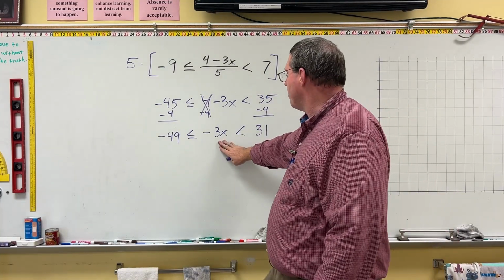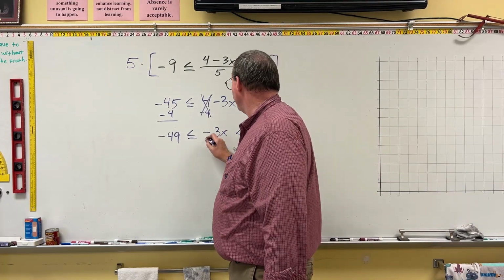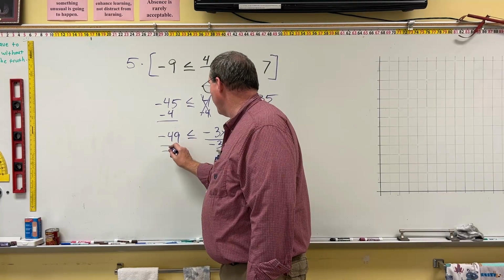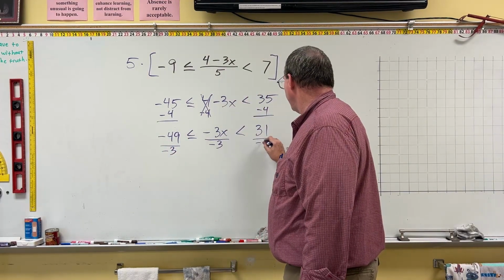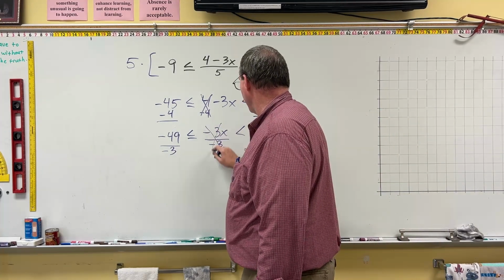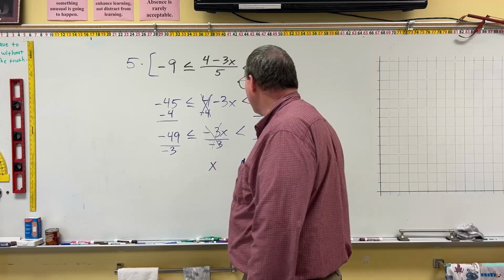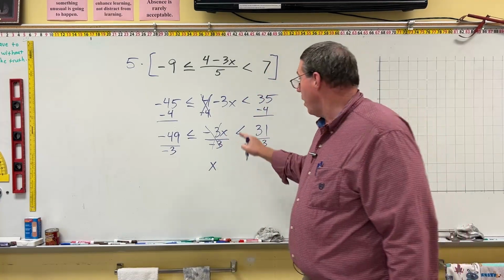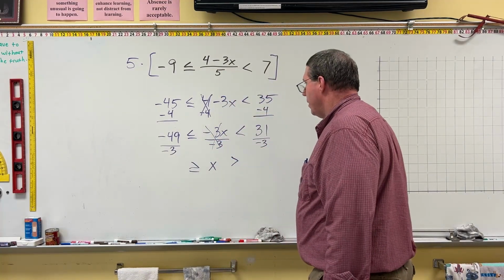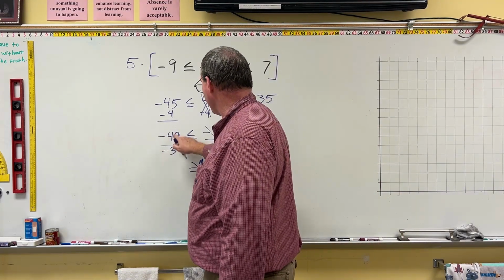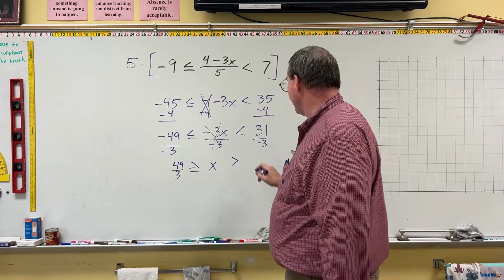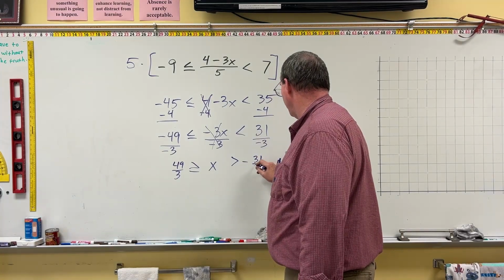We want this x to be by itself, so we want to divide by negative 3. Well, if I divide by negative 3 here, I have to divide by negative 3 here, and I have to divide by negative 3 here. Negative 3 here, this is going to cancel the negative 3, and all I'm going to have left is the x. But I divided by a negative number, so I have to reverse both of the signs. Look at that. Now, negative divided by a negative, that's a positive. We have 49 over 3. 31 divided by negative 3, that's a negative, so negative 31 over 3.